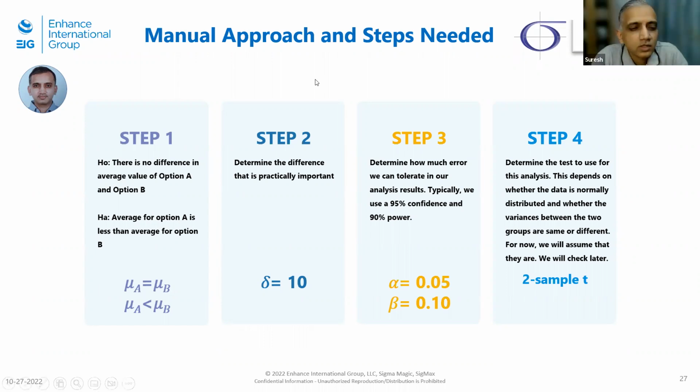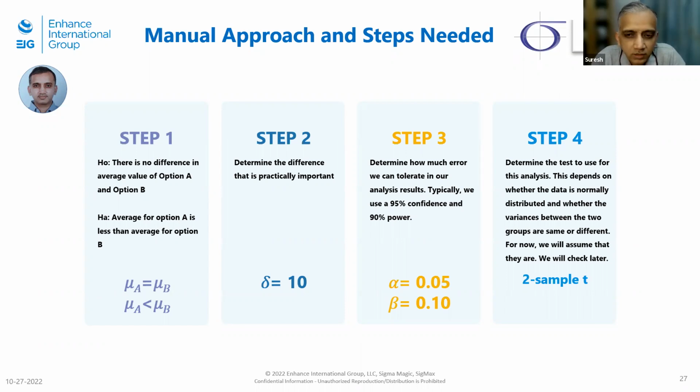Thanks, Mark. So let's get back to the example that we were talking about earlier. So comparing salesperson A versus salesperson B. To correctly answer the question whether salesperson B has a higher average compared to salesperson A, we actually need to follow the statistical methodology.